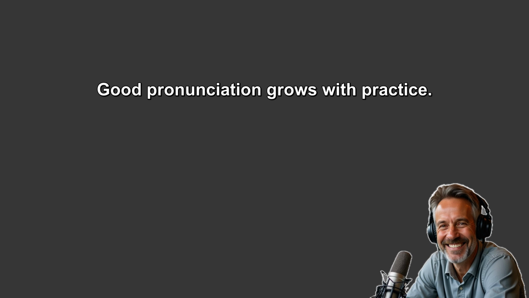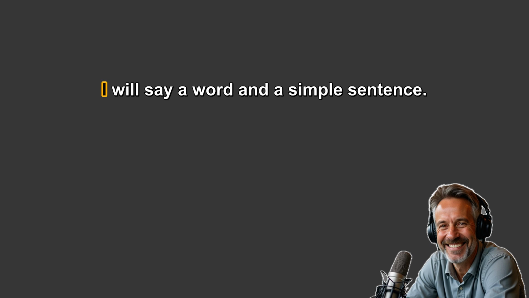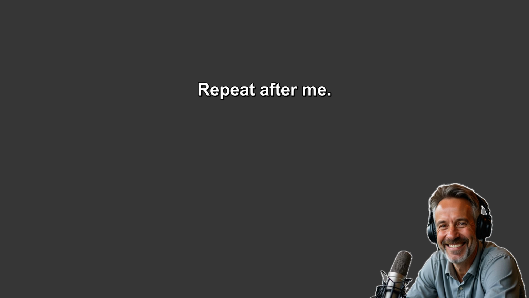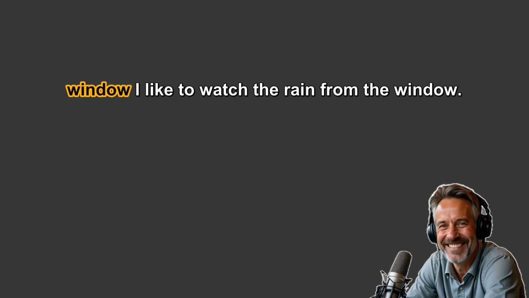Now a practice of vocabulary in context. I will say a word and a simple sentence. Repeat after me. Umbrella. I take my umbrella when it rains. Puddle. Children jump in the puddle. Jacket. My rain jacket keeps me dry. Boots. My boots are good for mud. Shelter. We find shelter under a roof. Cafe. The cafe is warm and bright. Window. I like to watch the rain from the window.